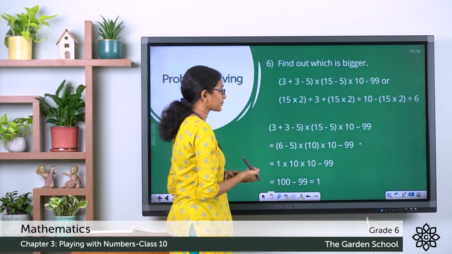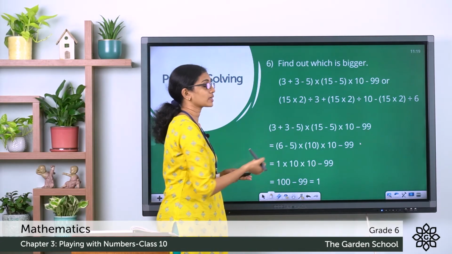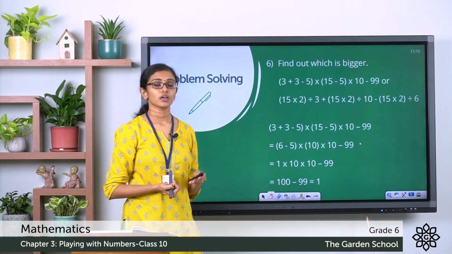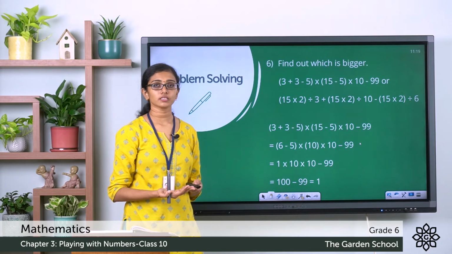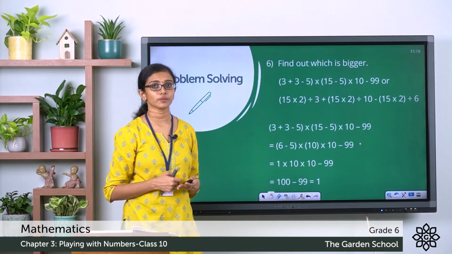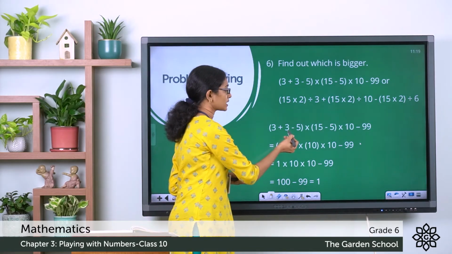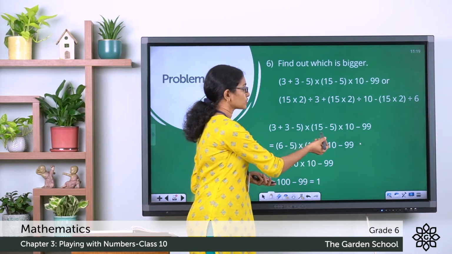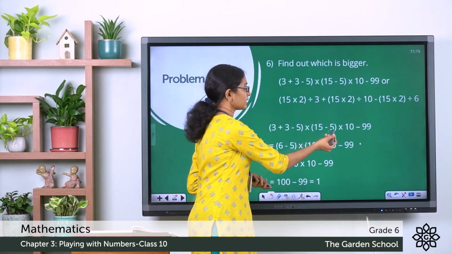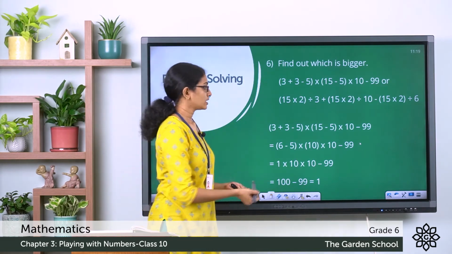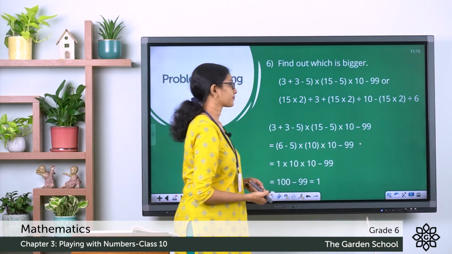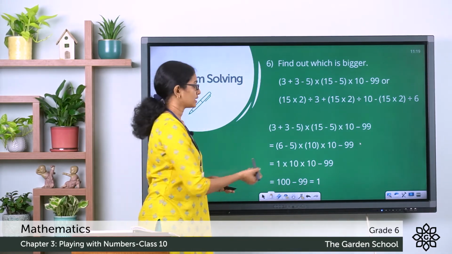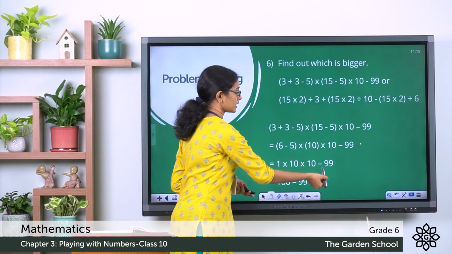So look at this part. Here we have got addition and subtraction within the same brackets. Which one has to be performed first? According to the odd mass or the broad mass, we know addition has to be done before subtraction. So first we add 3 plus 3 gives you 6, then minus 5. Then we are going to solve the next set of brackets. 15 minus 5, that is equal to 10 into 10 minus 99. Now solving here, 6 minus 5, we get 1. 1 into this 10 into 10 minus 99.